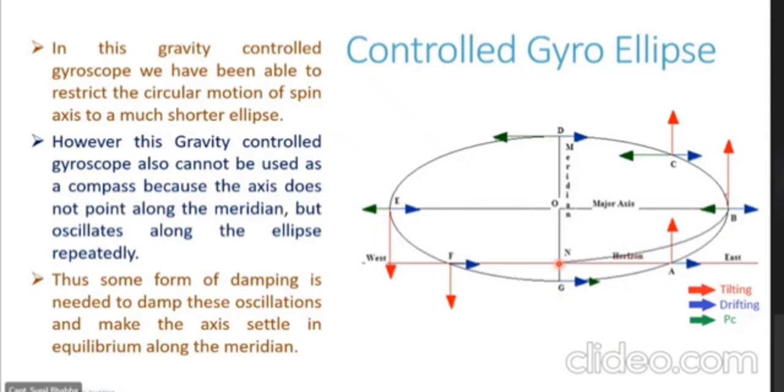Now what we need after this is some form of damping. You see, this is oscillatory motion. Now we have an oscillatory motion.